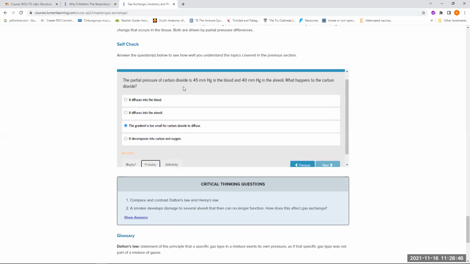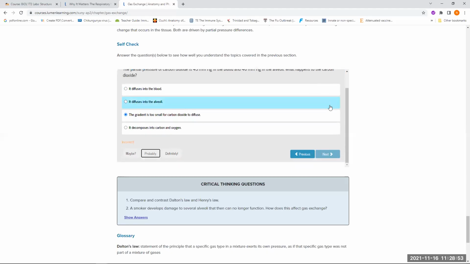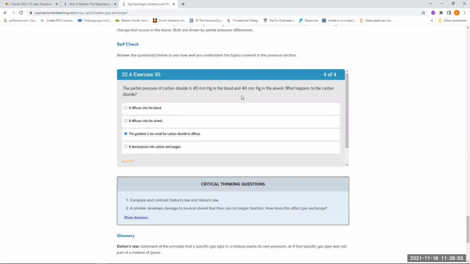The partial pressure of CO2 is 45 in the blood and 40 in the alveoli. What happens to the carbon dioxide? Let me ask this question. It's 45 in the blood and 40 in the alveoli. So the alveoli are in the lungs. Think about this as the lungs. So in the lungs it is 40, and in the blood it is 45. How would the carbon dioxide move? Or what would happen?